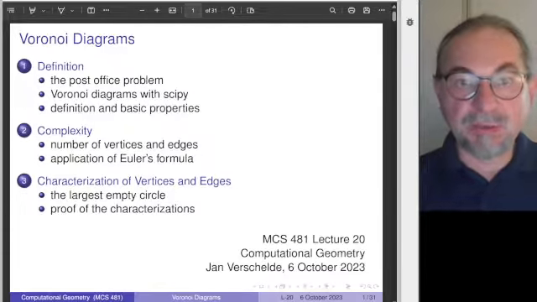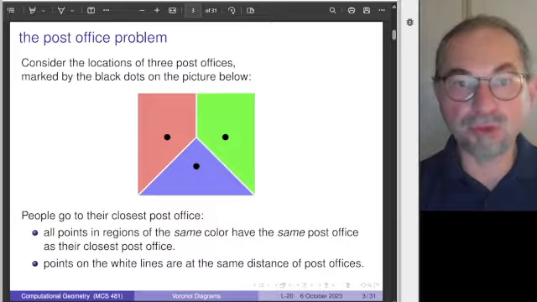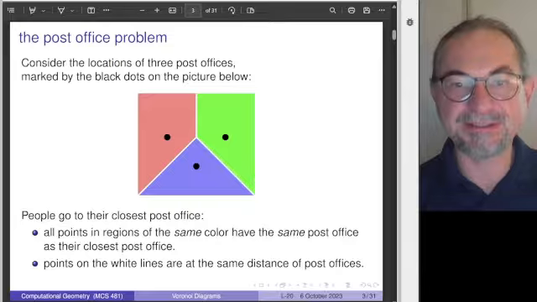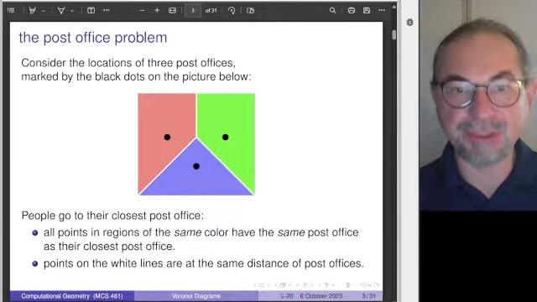Okay, what is a Voronoi diagram? Well, imagine the following problem. We have 3 post offices and they are located symmetrically here, represented by the black dots. The region we consider is the square, and we have partitioned the entire region into three subregions.